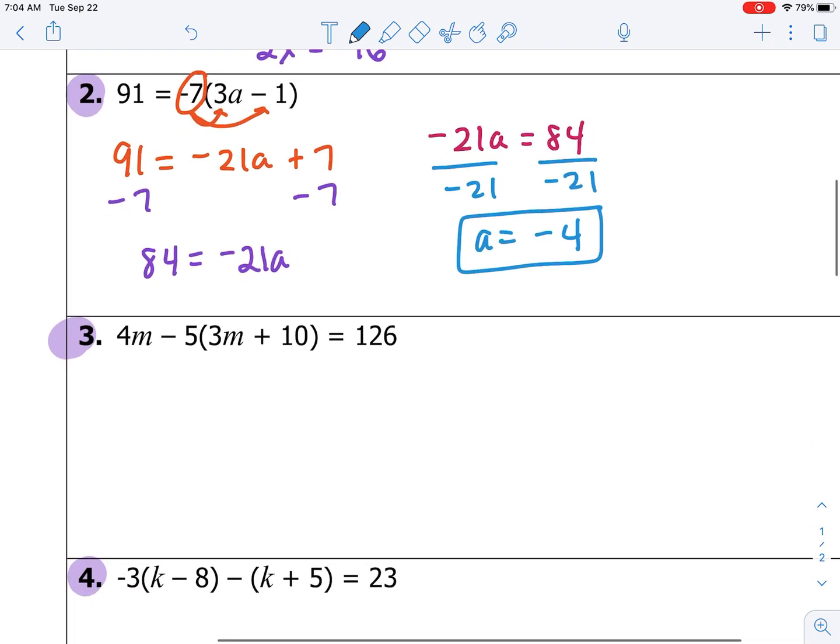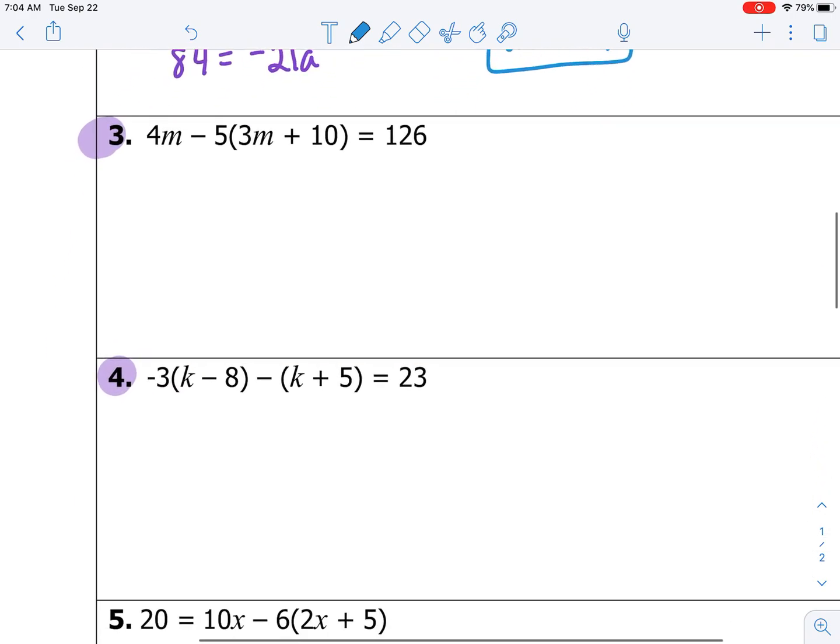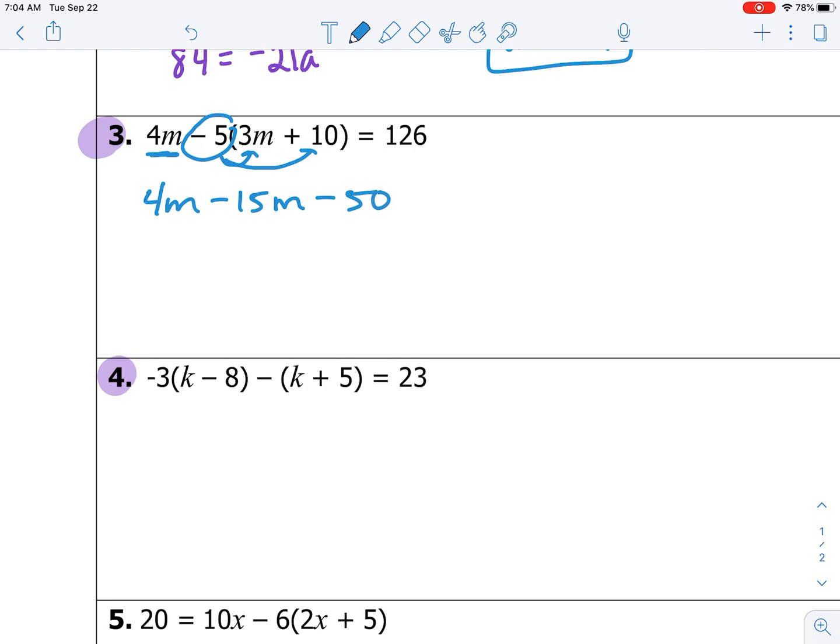Number 3, starting over with our steps. Step 1, distribute. This time we're distributing a negative 5. So 4m is not being multiplied by anything. We just need to copy 4m down. 4m. Negative 5 times 3m, negative 15m. Negative 5 times 10, negative 50.